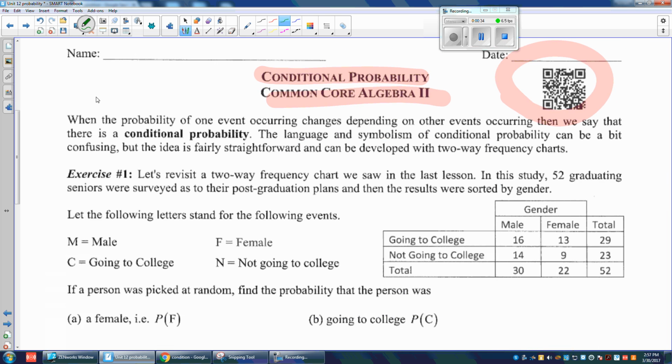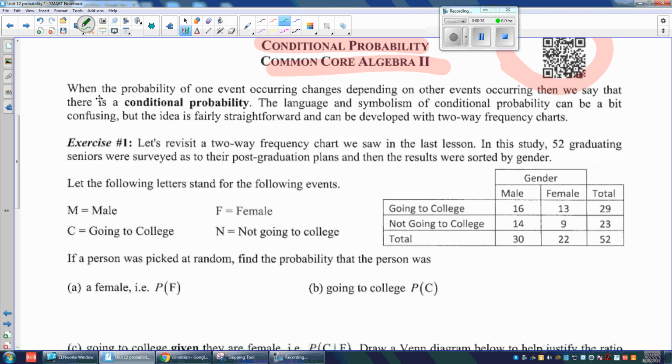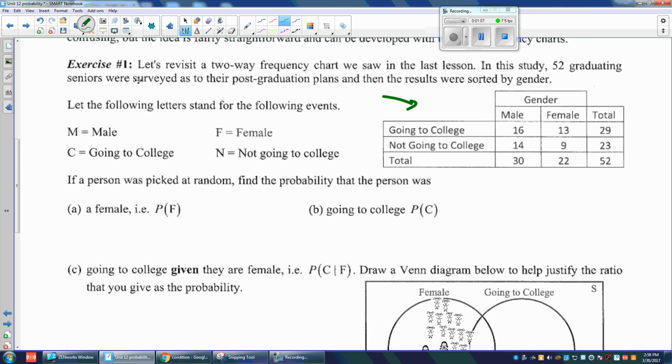What is conditional probability? When the probability of one event occurring changes depending on the other event occurring, we say that's a conditional probability. The language and symbolism of conditional probabilities can be a bit confusing from time to time, but the idea is fairly straightforward. We can develop it using a two-way frequency chart, which we used in the last lesson. Same one. Okay, so let the following letters stand for the following events. There's the key.